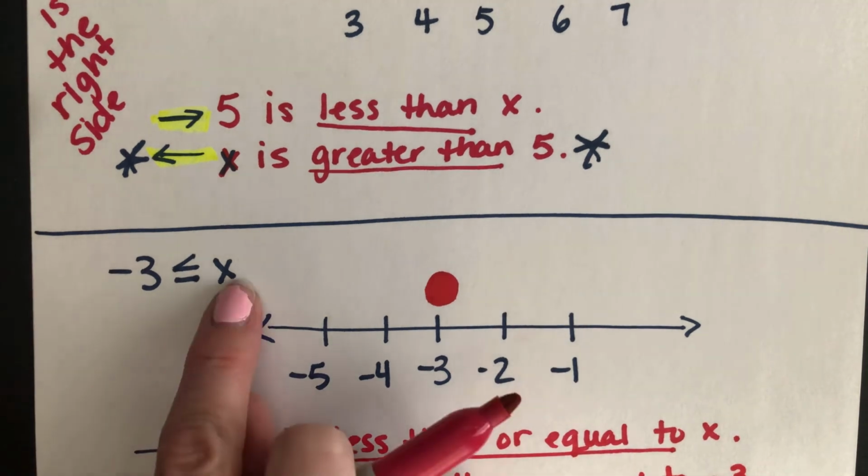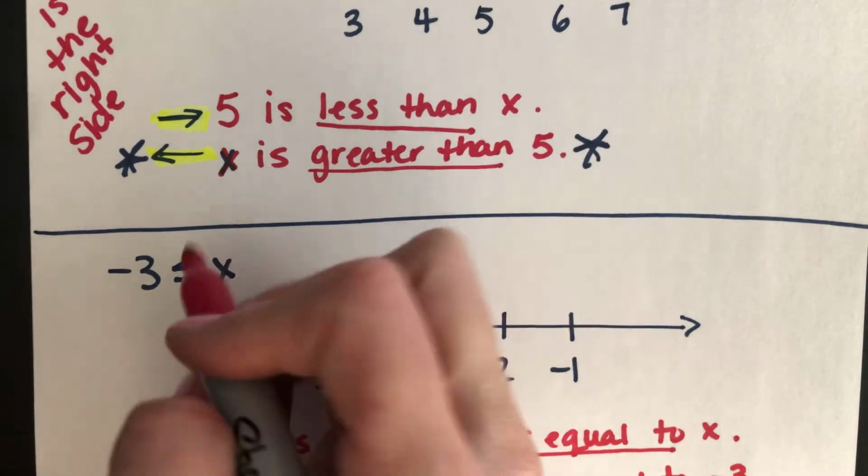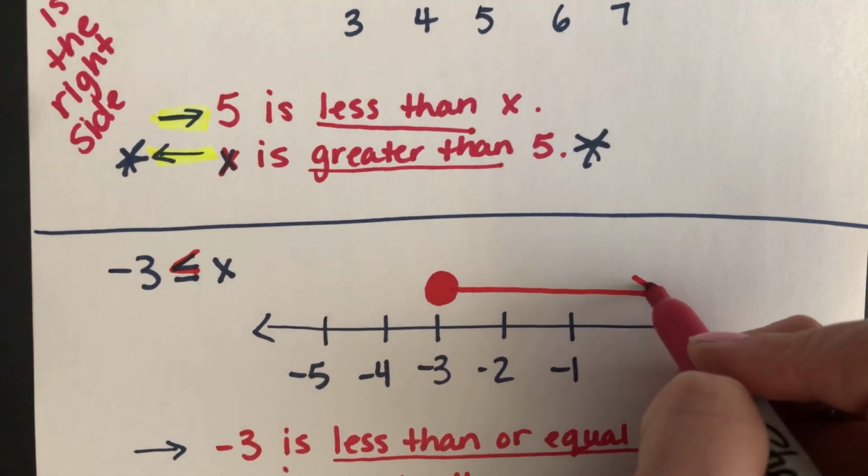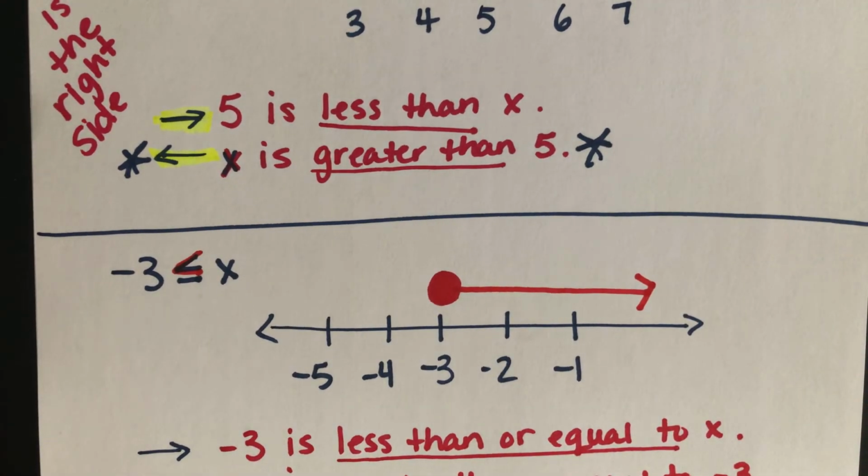Again, the trick, since the variable is on the opposite side, this arrow is kind of pointing to the left. Since it's on the opposite side, we're going to go to the right.